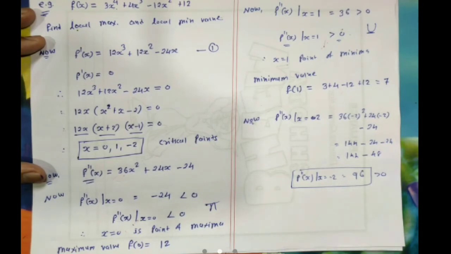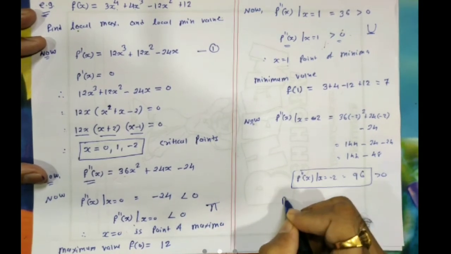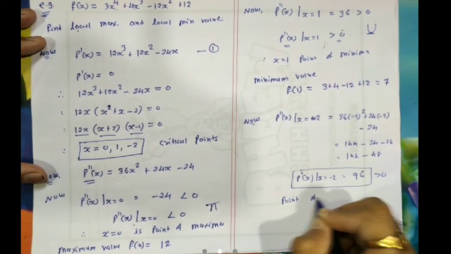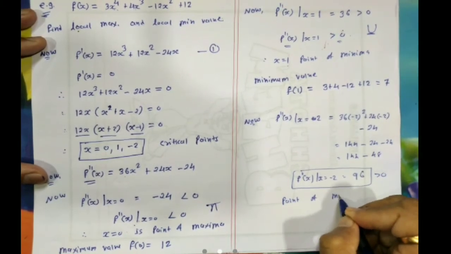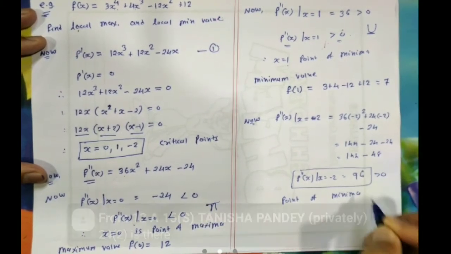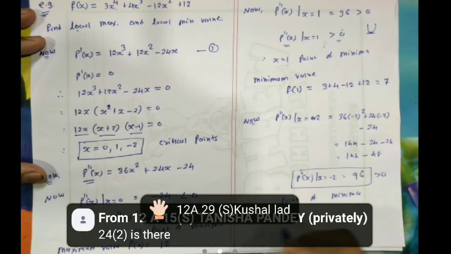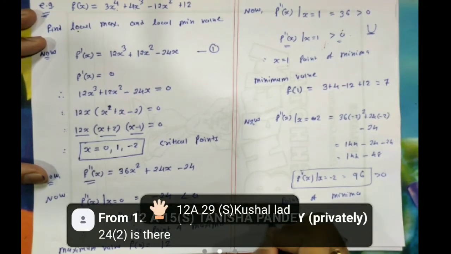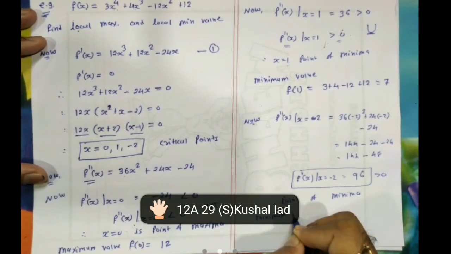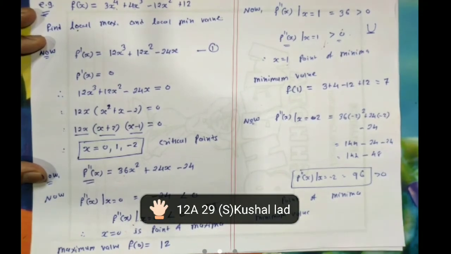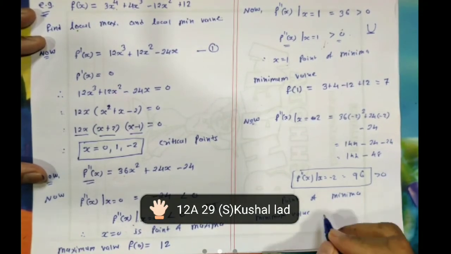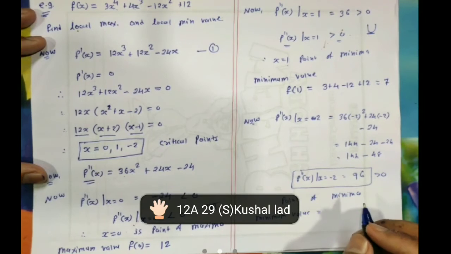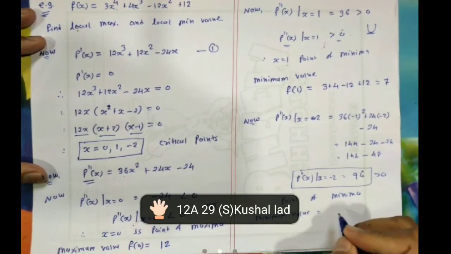f double dash is greater than 0. Greater than 0 means it's a point of minima. For a point of minima, we are getting the minimum value. So the minimum value of the function. This is another local minimum value. Local minimum value. Yes, Kusal, very good. Wait for a while. Minimum value.